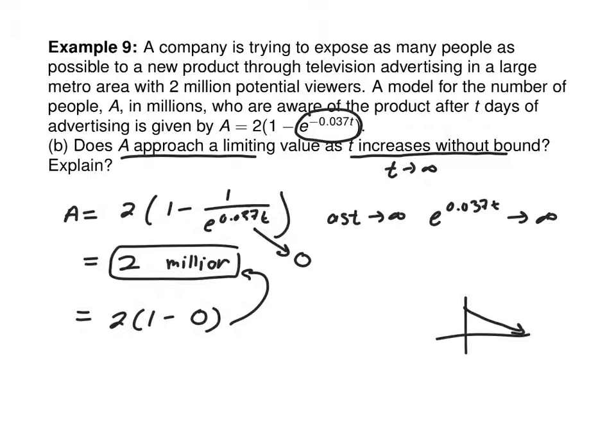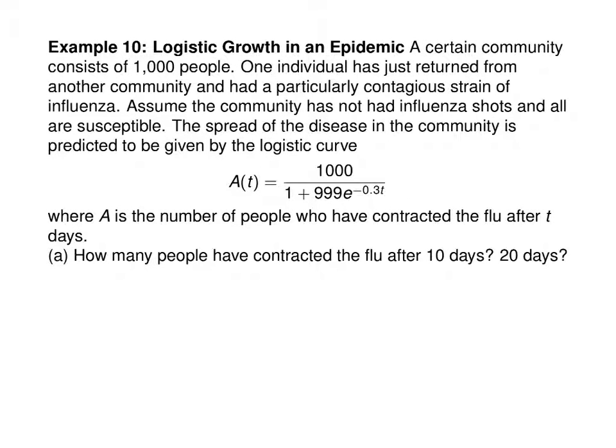The next one is example 10, which is something I call logistic growth. I assume we'll talk more about these on the quiz later, but this curve models the spread of a disease in a community of 1,000 people. How many people have the flu after 10 days and 20 days? Let's just do 20.